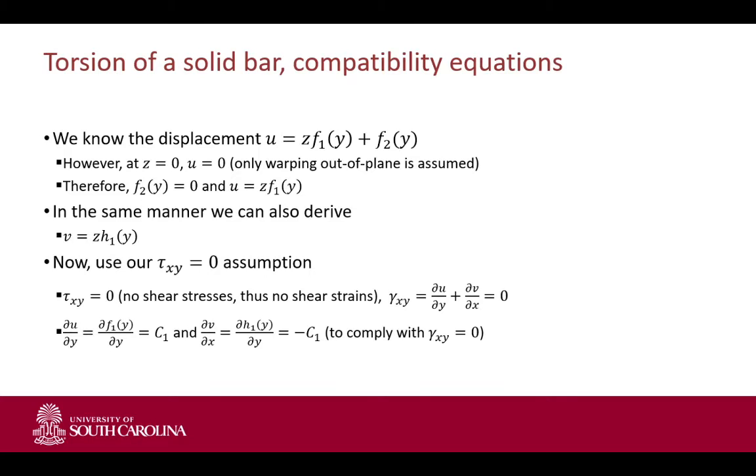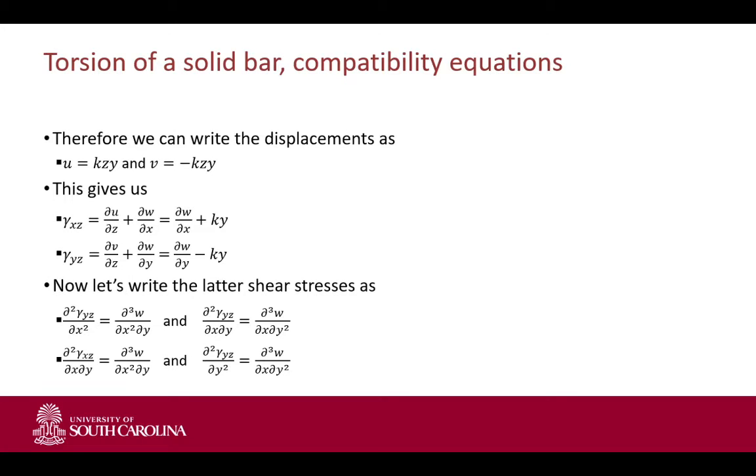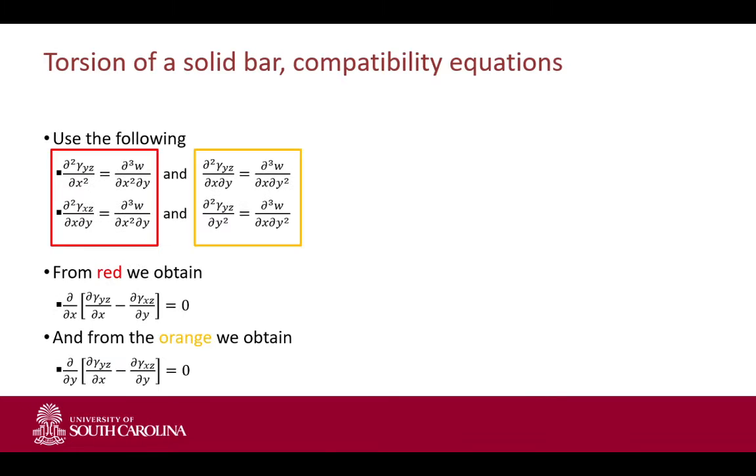And based on that, we came up with basically how our shear strain in XZ and shear strain in YZ must look like. And if we combine that together, we could rewrite it a bit, and then we could come up with two independent compatibility equations that must be satisfied.